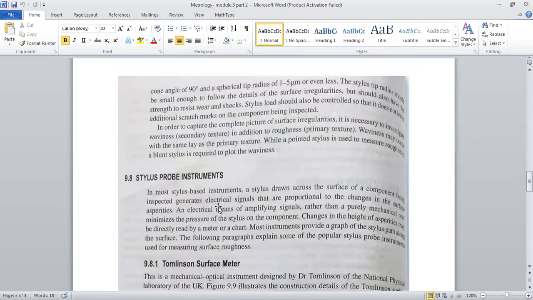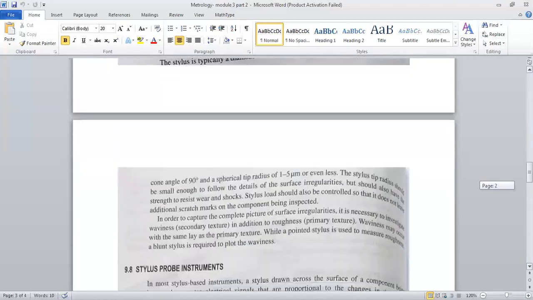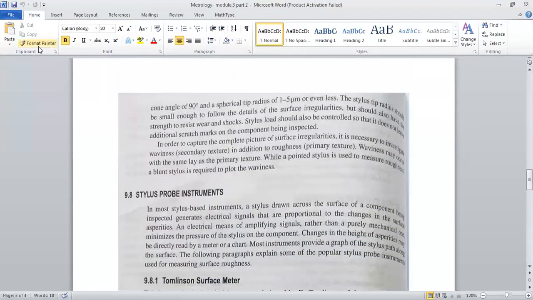Being inspected generates electrical signals that are proportional to the changes in the surface asperities. That means surface properties. As electrical means of amplifying signals, we have already told that the electrical or electronics means amplify the signals. Changes in the height of asperities may be directly read by the meter or the chart. Most instruments provide a graph. We get the graph of the stylus path along the surface.